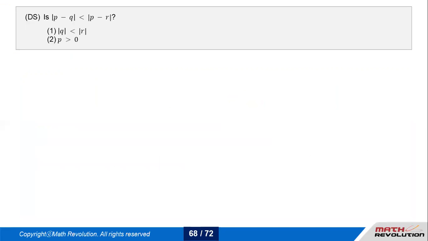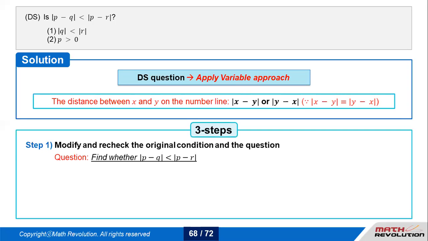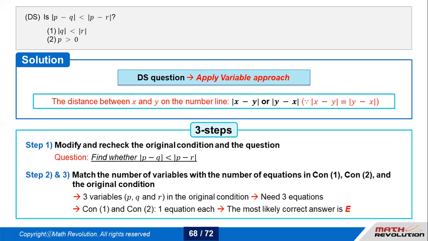Now we have a question: is modulus of p minus q less than modulus of p minus r? There are 3 variables involved in it. It's not q minus p. So if we try to modify, we will not get much out of it. And we have modulus on both sides. So right now we're dealing with 3 variables, p, q, r. We need 3 equations. Answer should be E.